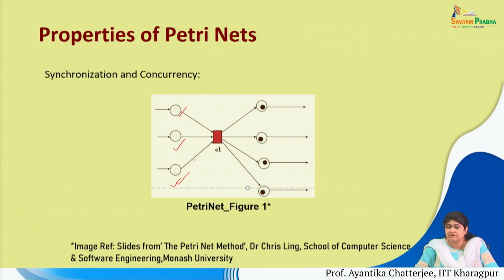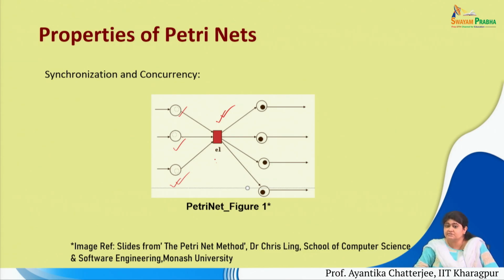It will not happen that if some places are not having a token, then this transition E1 can take place; the firing cannot take place here. So, these places should be in sync, at least in holding the tokens, and only then can the firing take place. That is the property of synchronization required for a Petri net: the input tokens need to be present to start or fire any transition.